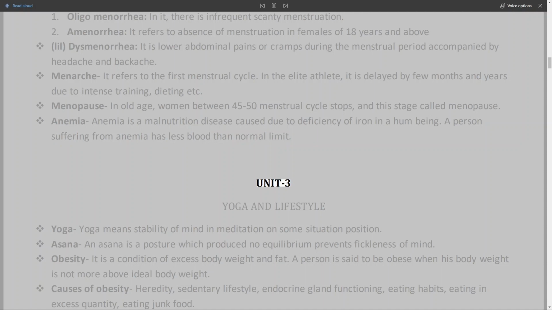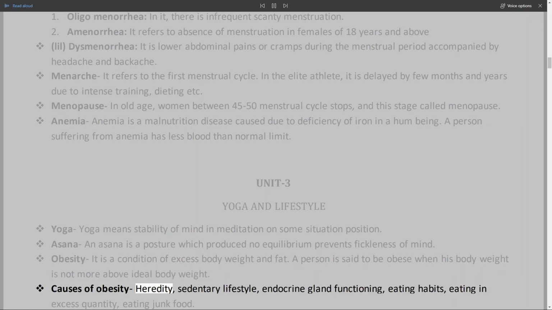Unit 3. Yoga and lifestyle. Yoga. Yoga means stability of mind in meditation on some situation or position. Asana. An asana is a posture which produces equilibrium and prevents fickleness of mind. Obesity. It is a condition of excess body weight and fat. A person is said to be obese when his body weight is more than the ideal body weight.